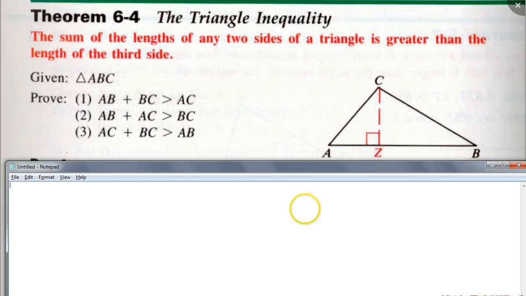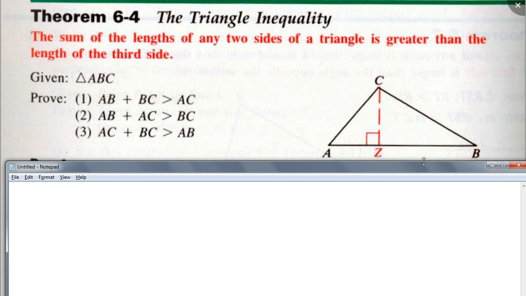It's sort of obvious. They're saying the sum of the lengths of any two sides of a triangle is greater than the length of the third side. And they tell you, look, where's AB? AB plus BC, when you add those together, it better be greater than what? AC. AB plus AC has to be greater than BC, right? And AC plus BC has to be what? Greater than AB, right?